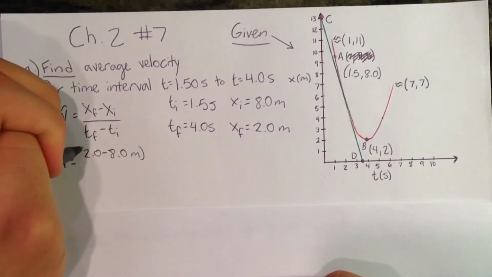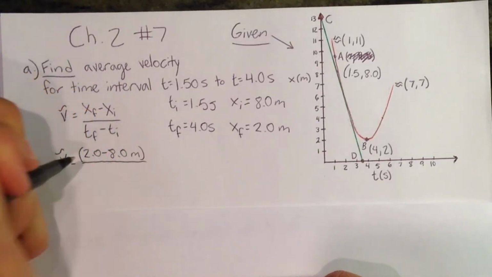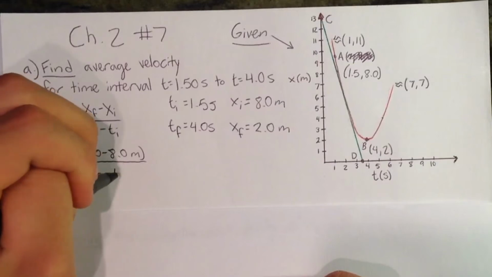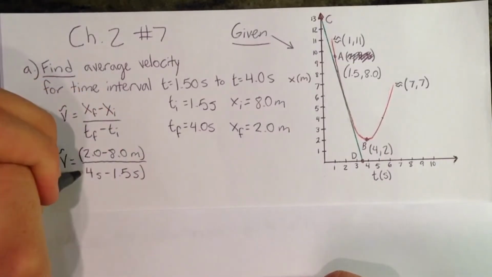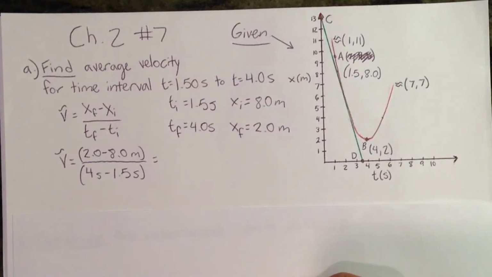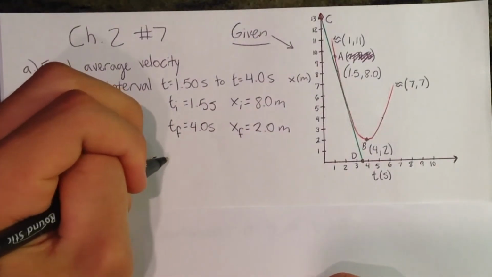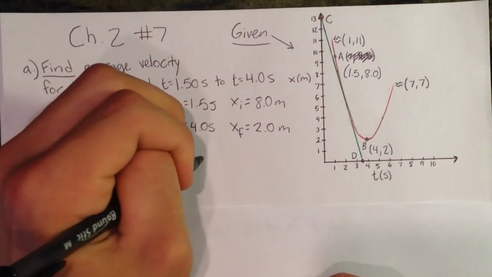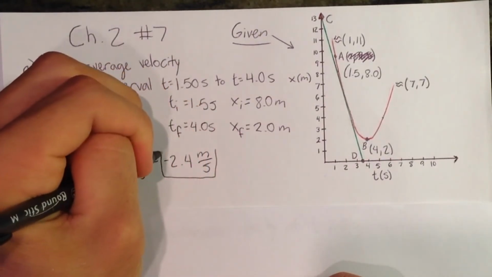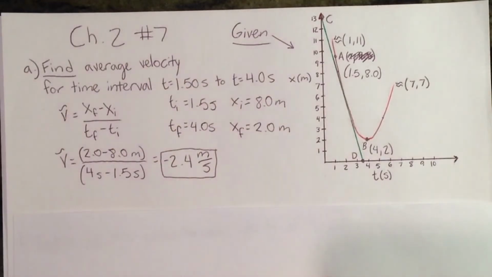meters over 4 seconds minus 1.5 seconds. And when you type it into your calculator, this comes out to negative 2.4 meters per second. That's the answer for part A.